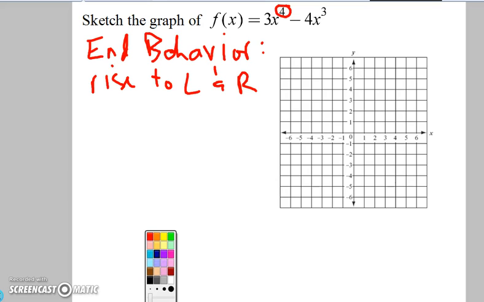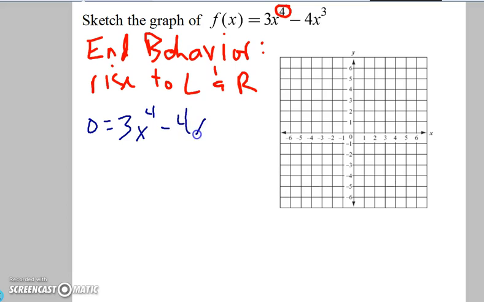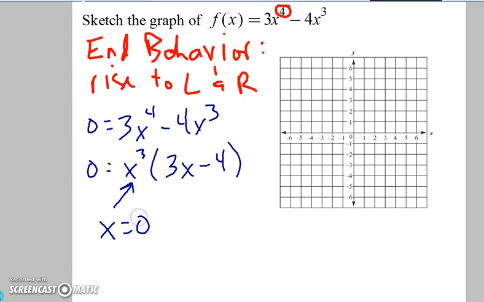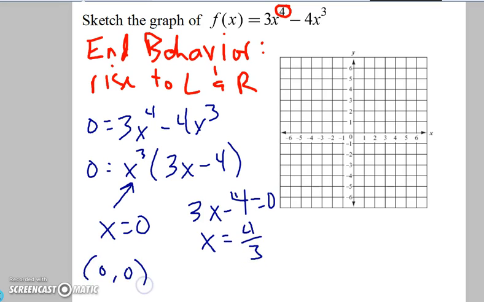So I'm going to start with solving it. 0 equals 3x to the 4th minus 4x cubed. I'm going to factor out that x cubed. So I've got x cubed times 3x minus 4. This is going to be a repeated root 3 times of x equals 0. And the 3x minus 4 equals 0. We'll solve that to get x equals positive 4/3. So I've got an ordered pair 0, 0, and another ordered pair 4/3, 0.